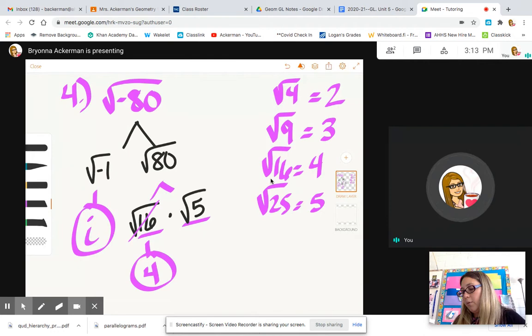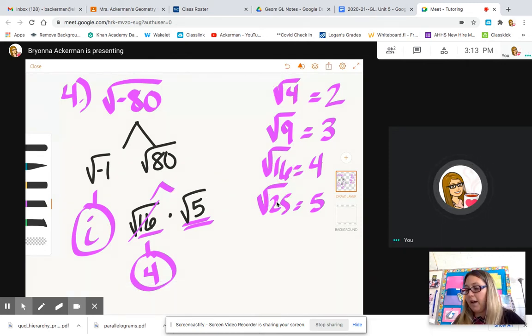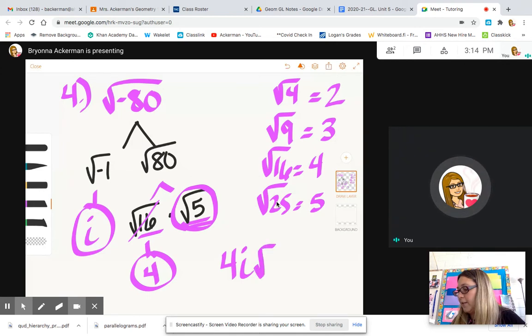We then double check this other branch we made, which is the square root of 5, and make sure that we cannot take out another perfect square, okay? And in this case, we cannot. The square root of 5 is the end of that branch, and so we're going to circle that. And then we put the ends of the branches together, okay? So we're going to have 4i on the outside, and then on the inside, we still have the square root of 5.